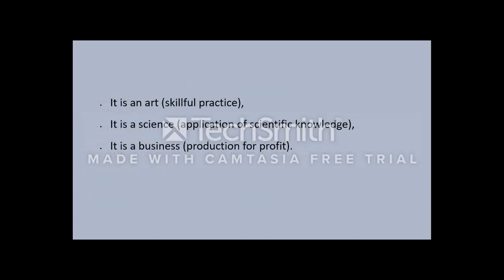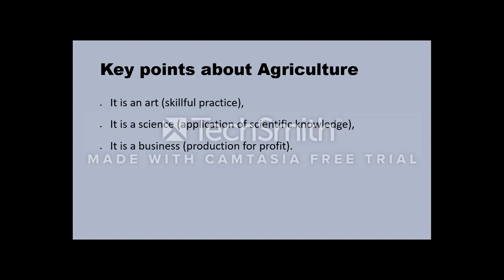So, what are the key points of agriculture? It is an art. That means it's a skillful practice. It is a science which requires the application of scientific knowledge, and it's also a business for production and for profit. So gone are the days when they say agricultural farmers are paupers. Agriculture is a business venture.